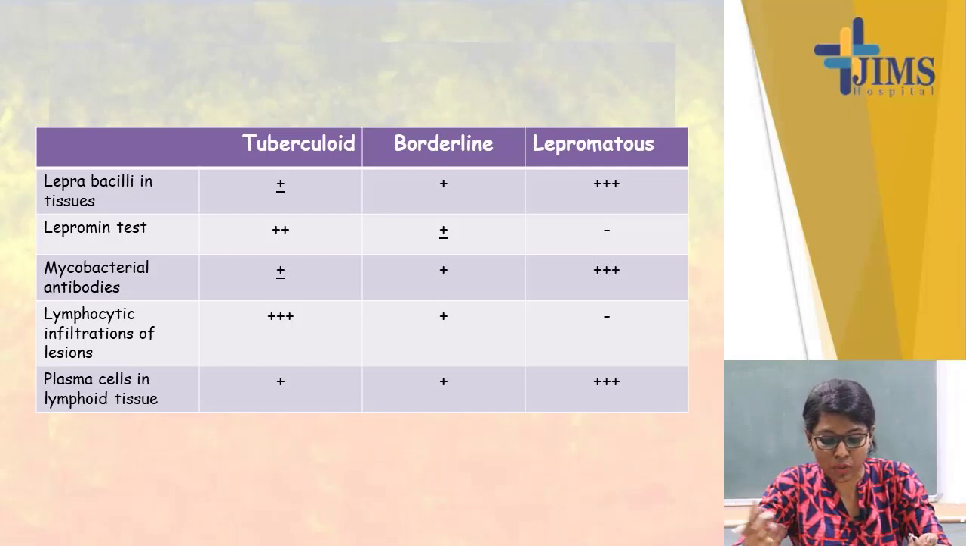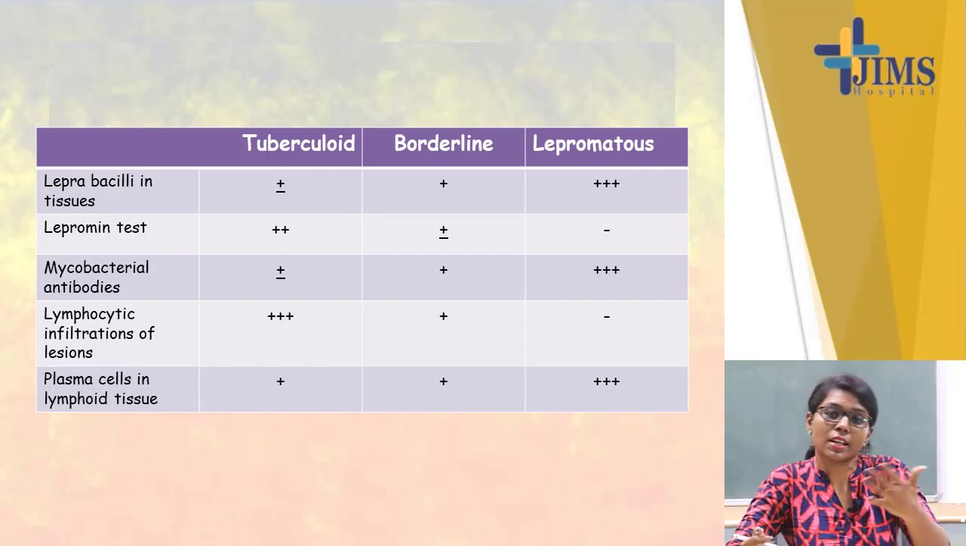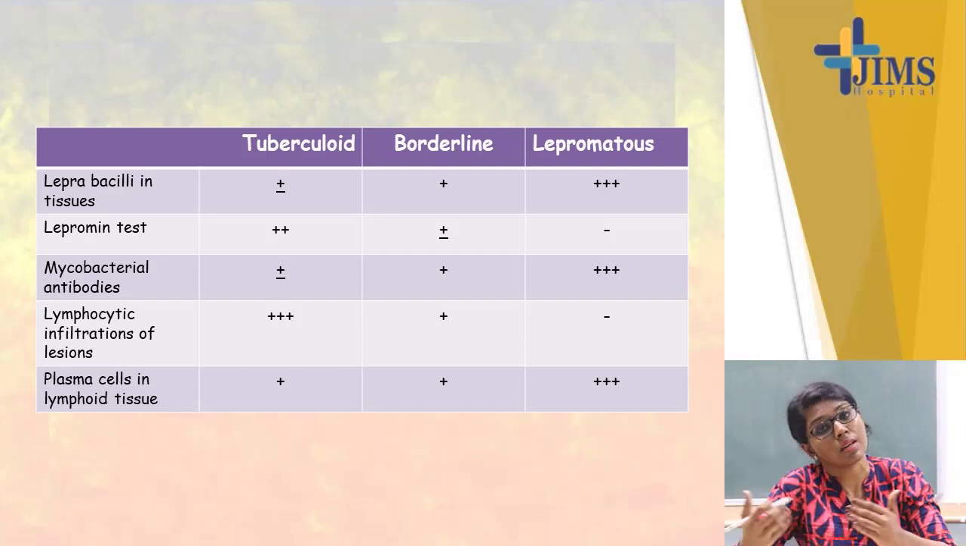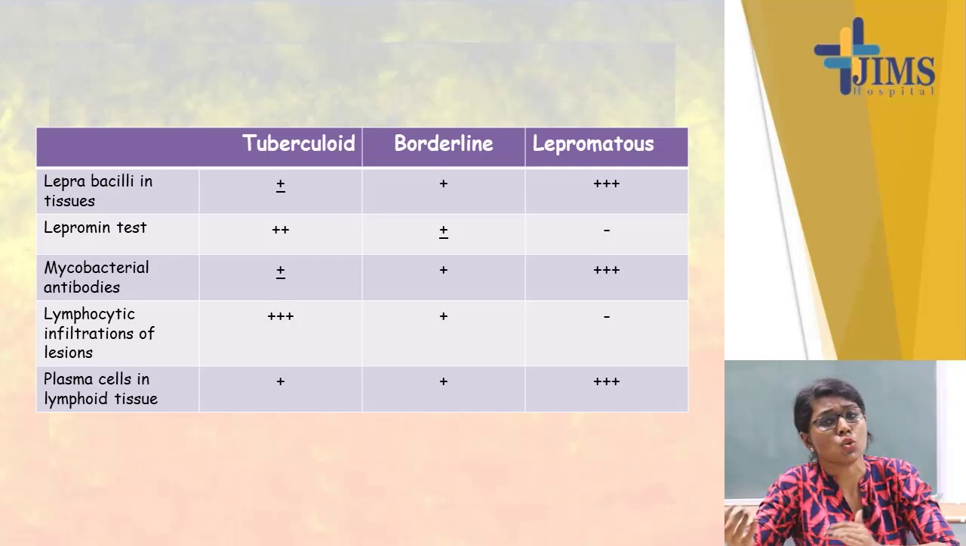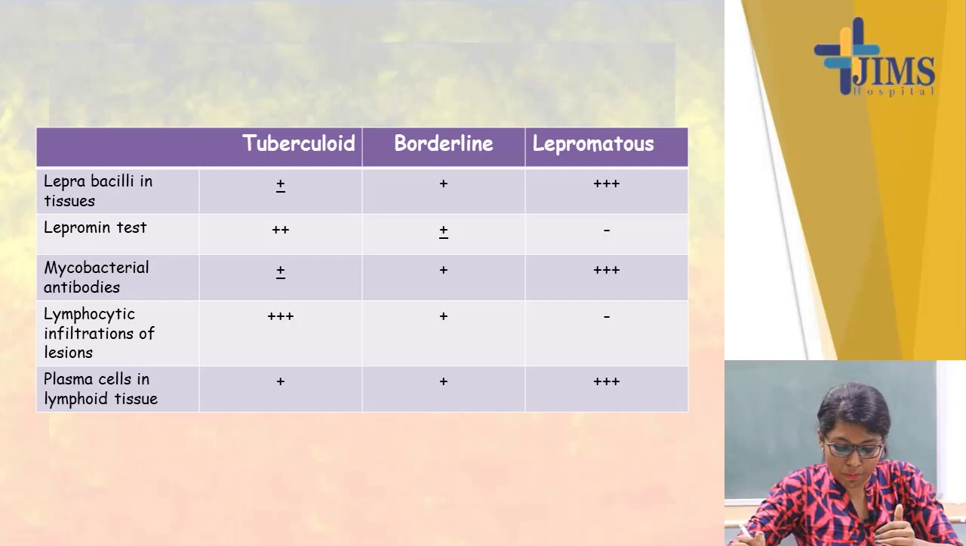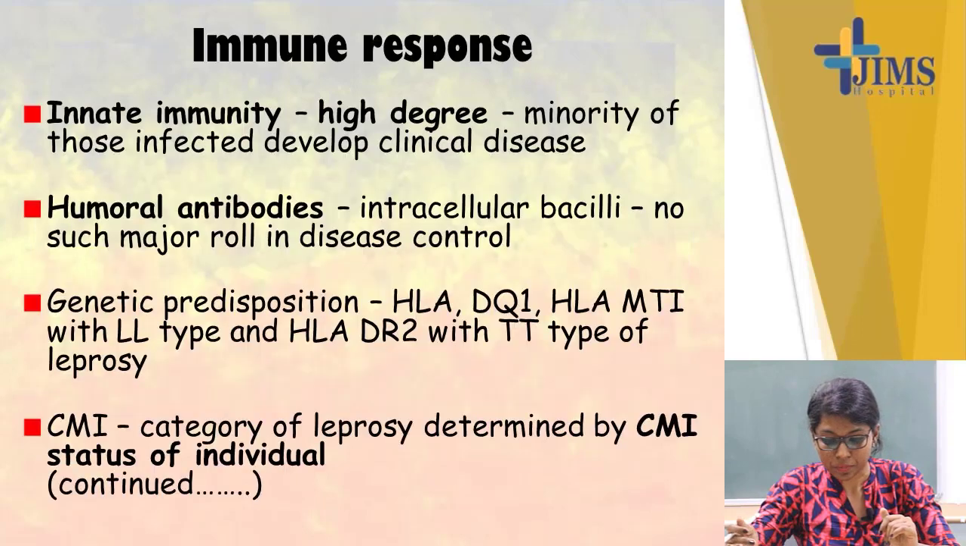The second point, lepromin test: already said, lepromatous is negative, CMI not having much involvement in here, and tuberculoid is plus plus. Third point, mycobacterial antibodies: where antigen is in excess, obviously the antibody load will be more. So in lepromatous we have more leprae bacilli, so obviously antibodies will also be more. Fourth one is lymphocytic infiltration of lesions. In lepromatous leprosy you will not find it, but it will be immense in tuberculoid leprosy.